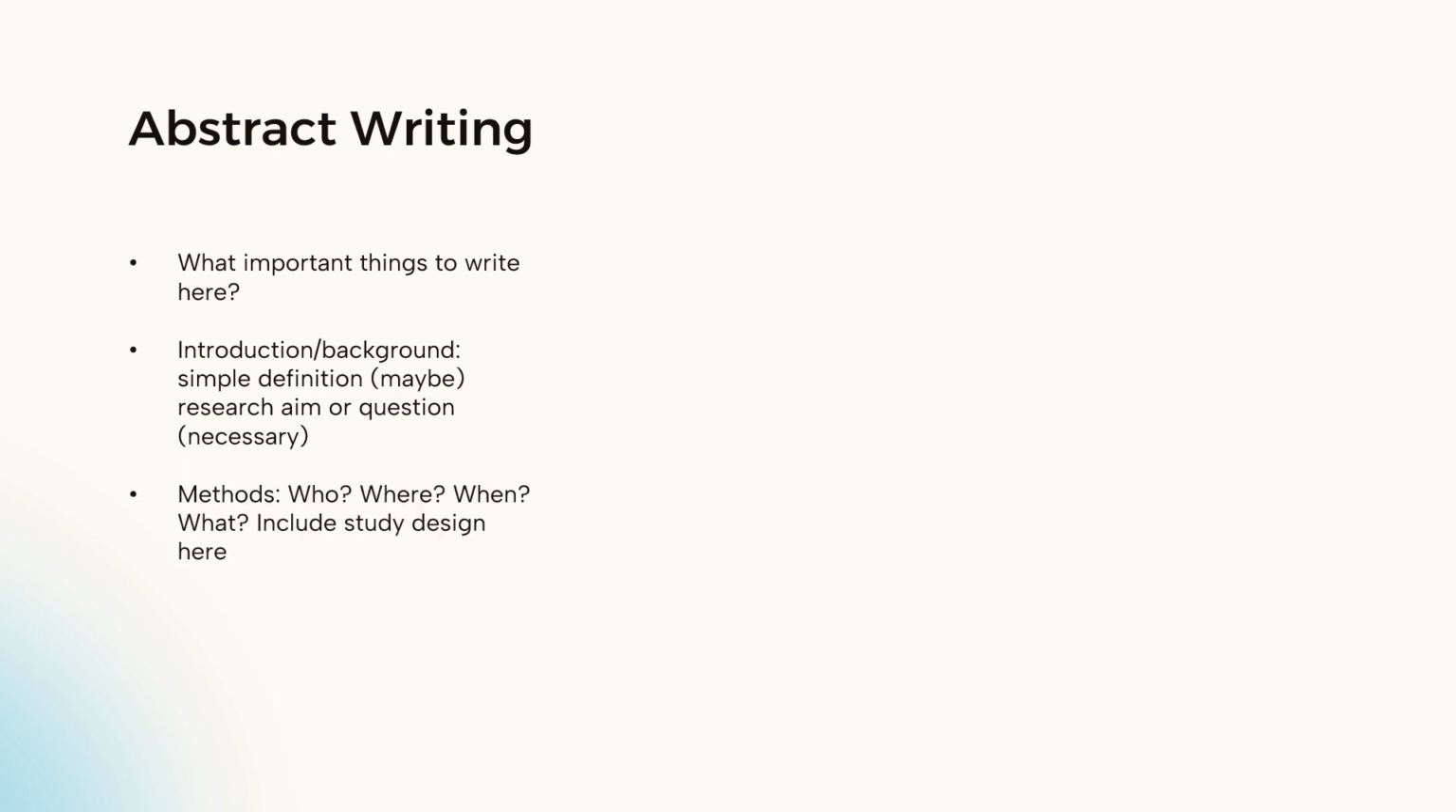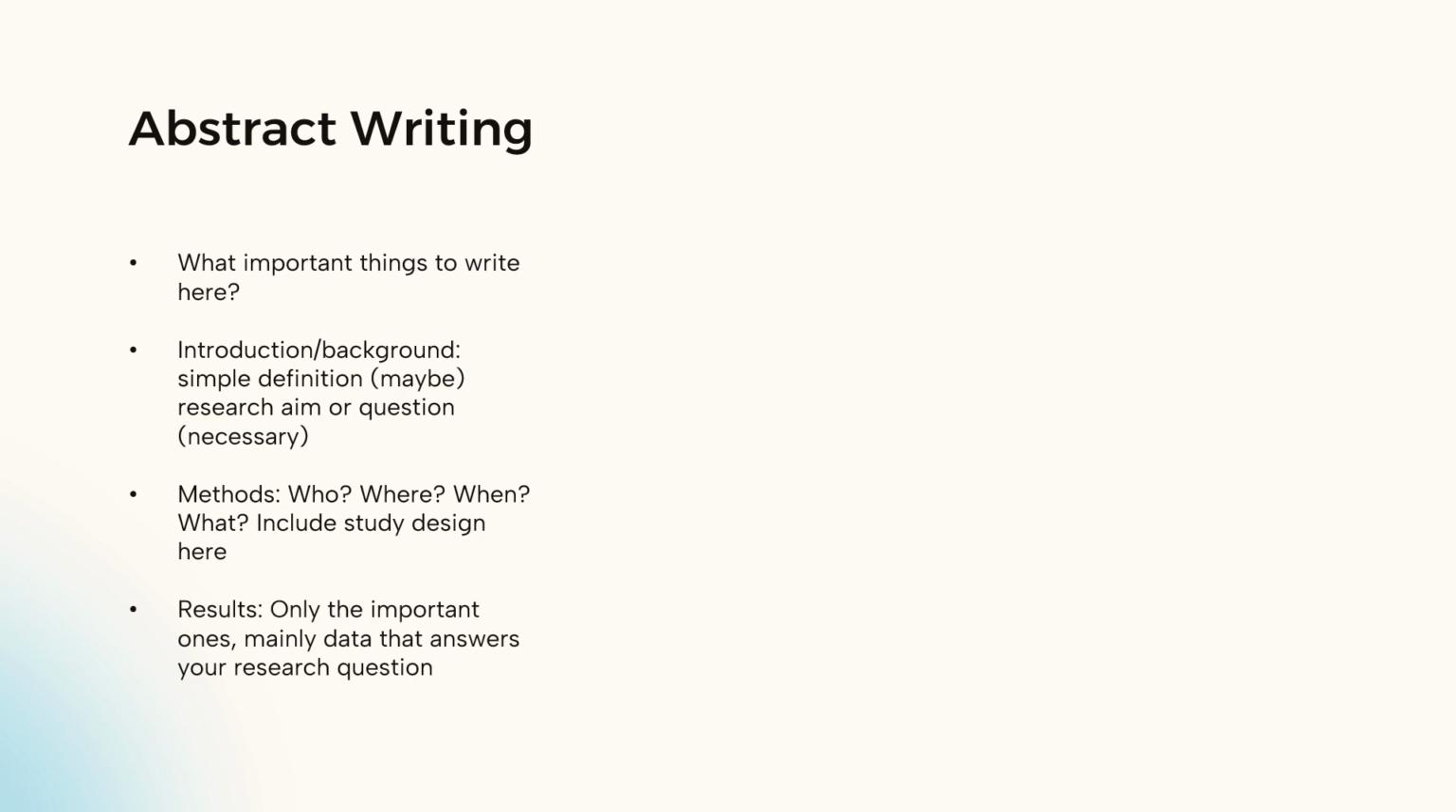So what are the important things that you need to write? For the introduction or the background, you can add simple definitions if you want. However, I think what is really important is to add the research aim or question in the introduction part of the abstract. For the methods, you want to add who, where, when, and what, including the study design. As a reader of your abstract, I want to know where you did your study, who your participants were, as well as what the study design is.